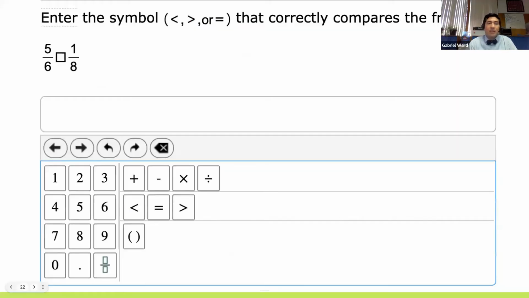Here, a different problem. Here it says enter the symbol greater than, less than, or equal to that compares these two fractions. So take a moment, think for a moment. Again, which of the 4 claims do you think this would be? Claim 1, concepts and procedures, claim 2, problem solving, claim 3, communicating and reasoning, or claim 4, modeling and data analysis.